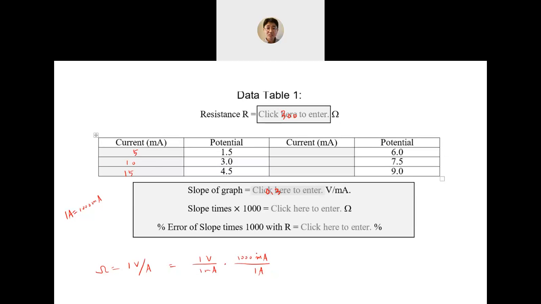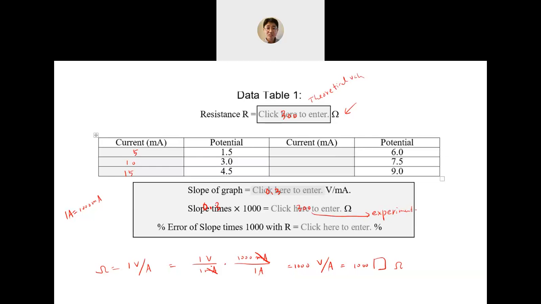Then the milliampere cancels, and it is 1000 times something in ohm. So we have 0.3 times 1000, which means this resistance is 300 ohm. That is consistent with what we said originally. This is the theoretical value, and this is the experimental value.